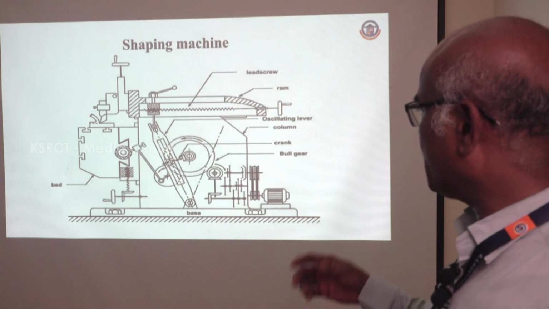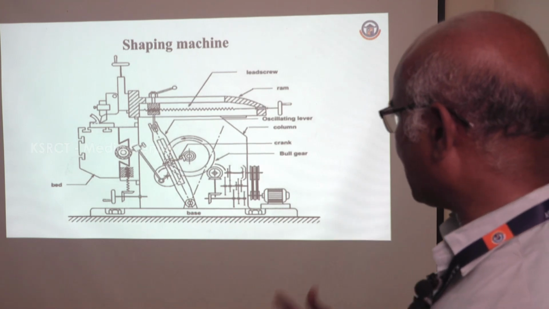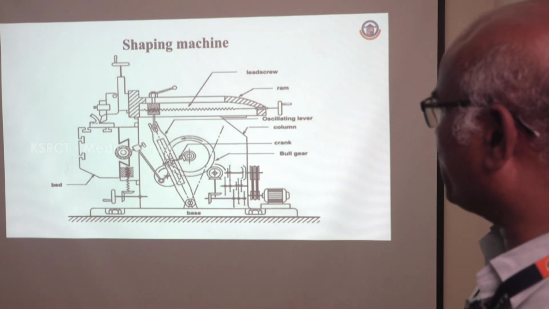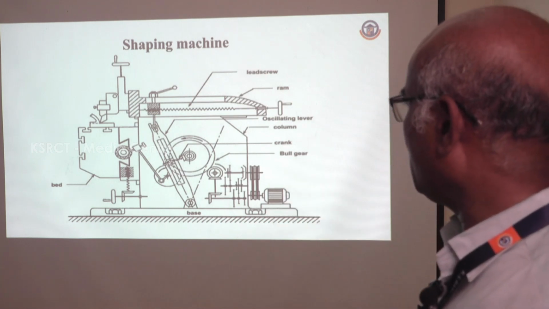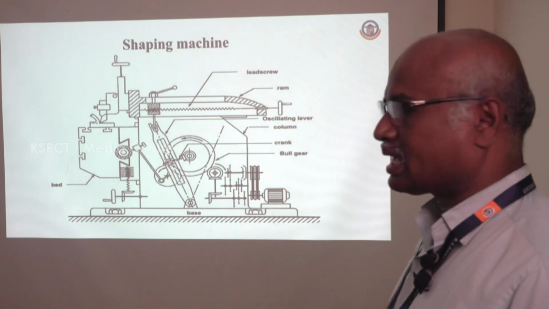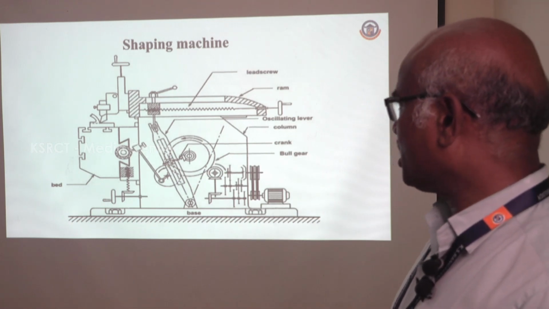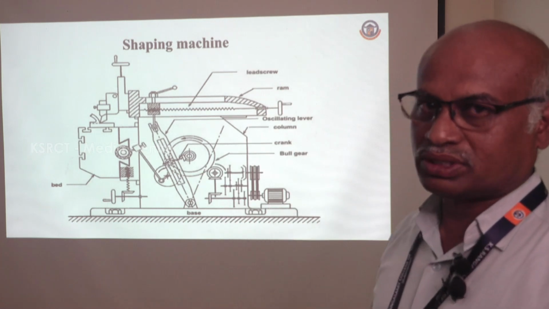The motor is connected to a belt, and the belt rotates the pinion gear, and the pinion gear rotates the bull gear. So the bull gear slides the crank. This crank slides over the bull gear and the ram is fitted at the top of the crank. So when the bull gear rotates, the crank will be oscillated, and the ram is moved into a reciprocating motion.